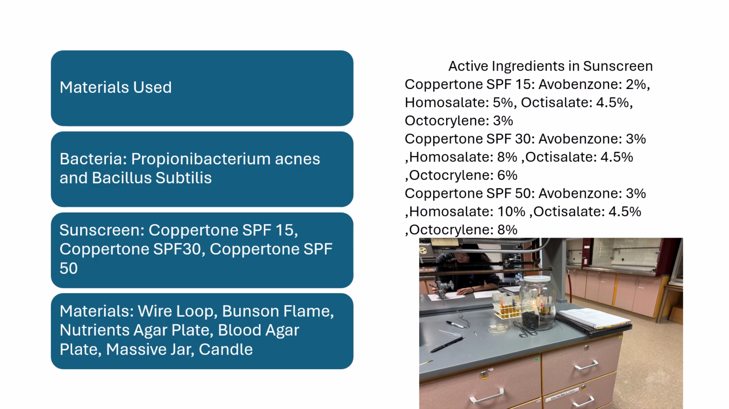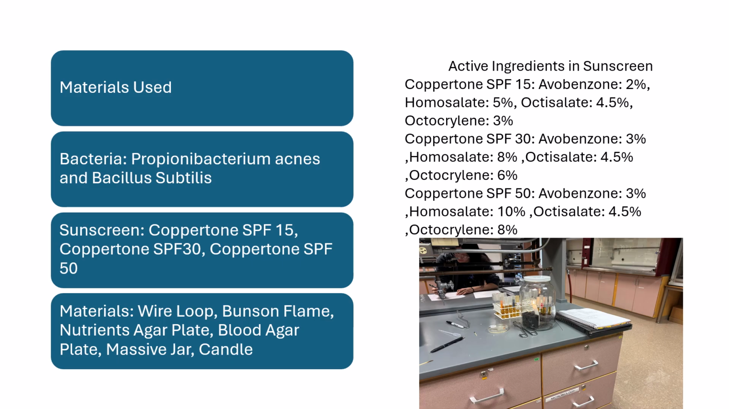So the active ingredients in each sunscreen vary just a little bit. They're all about the same ingredients, just different levels of the same ingredients. So in Coppertone SPF 15, avobenzone is about 2%, homosalate is about 5%, octisalate is about 4.5%, and octocrylene is about 3%.